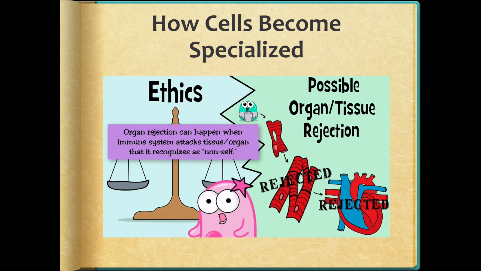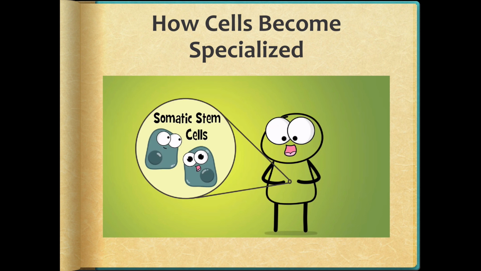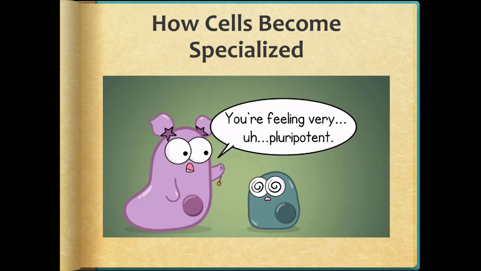But here's something promising. Some research shows that somatic stem cells from your own body may actually be able to develop into more types of cells than what people first thought. In fact, it was discovered that some somatic stem cells can be induced to go back into a pluripotent state. They're called induced pluripotent stem cells.